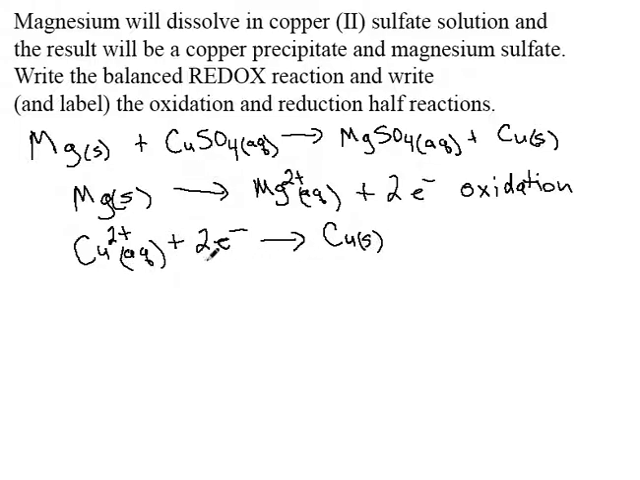Because copper 2+ is gaining electrons, electrons are in the reactants, therefore that is the reduction half reaction. And now you've written a balanced redox reaction, you've written an oxidation half reaction, and the reduction half reaction.